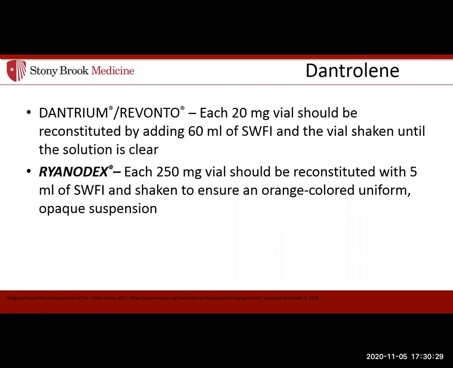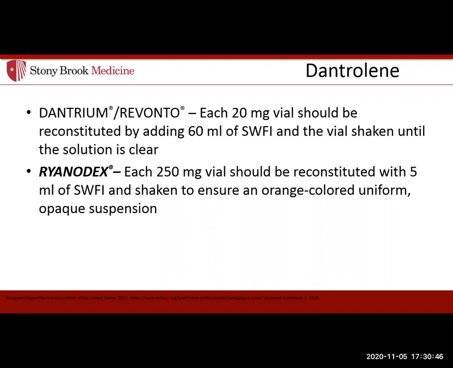Now, dantrolene is a weight-based dose. So if you have, let's say, a 100 kilogram patient, if you're using the older formulation of Dantrium, that's an excessive amount of volume that must be given, which makes Ryanodex a lot more appealing because we can give higher doses with less volume.